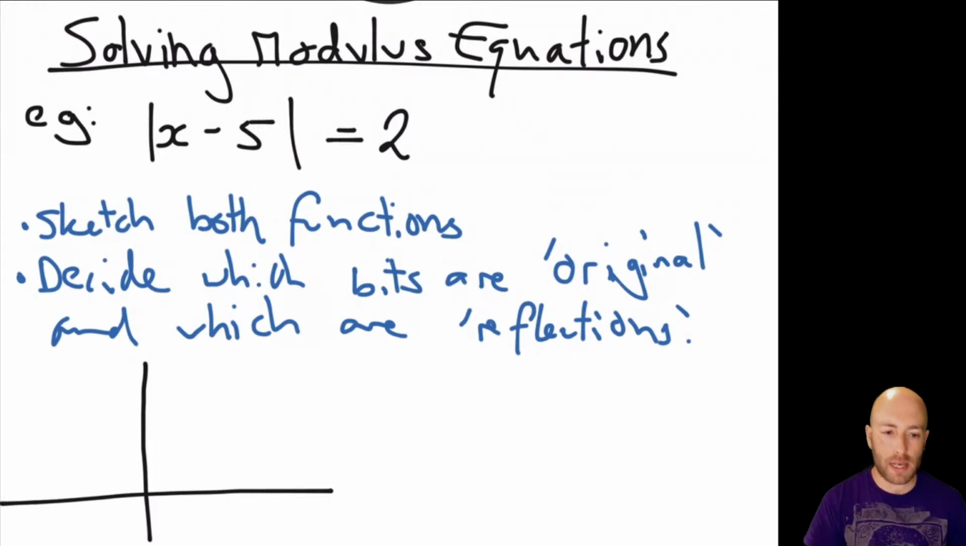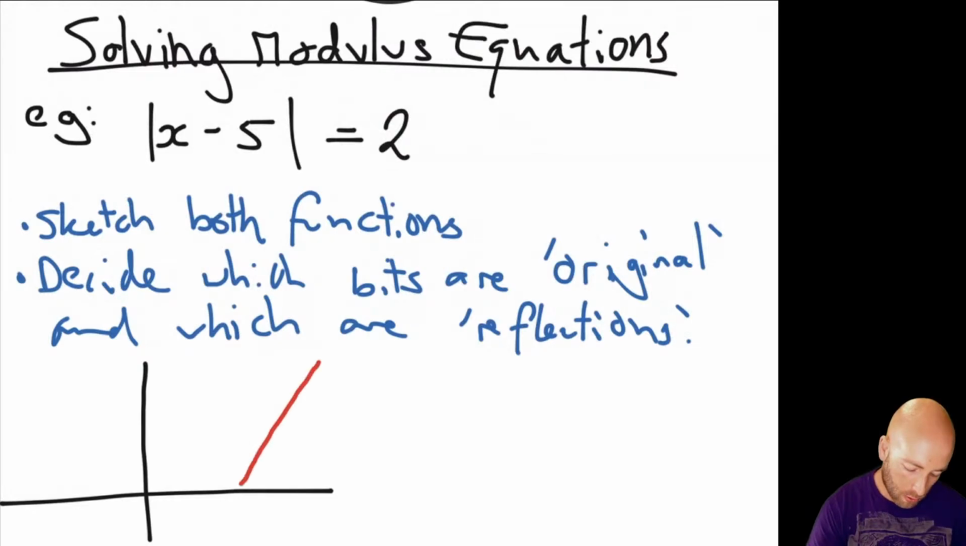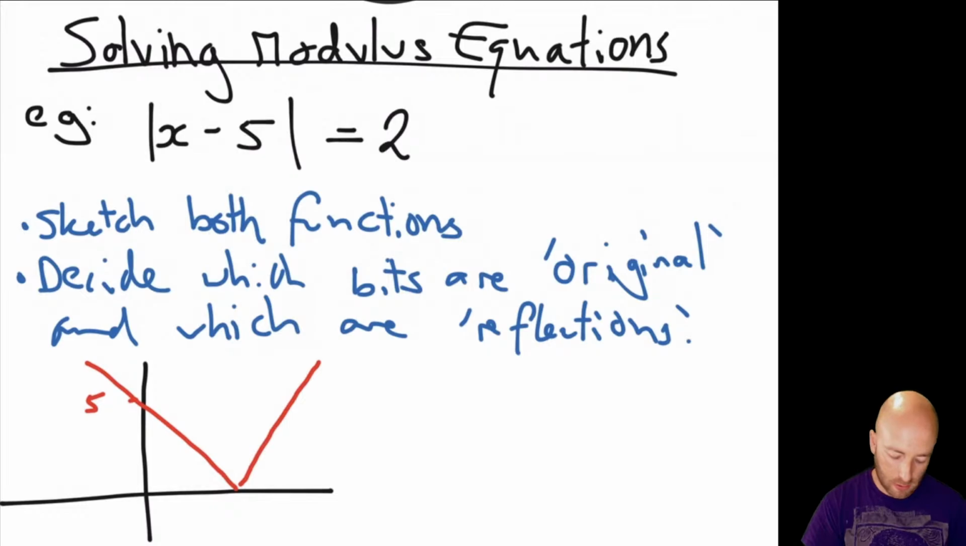So we've got y equals x minus 5. So that would just be a straight line going through minus 5. But then we've got the modulus, so it's going to be reflected back up. And it will go through the point 5 there. And the x value there would be 5 as well.